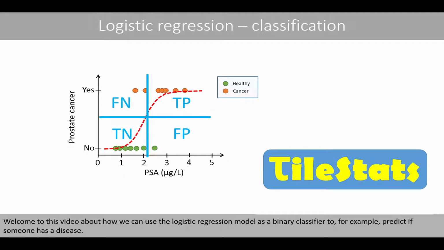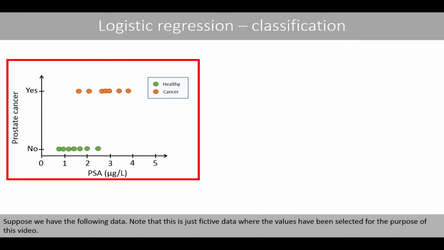Welcome to this video about how we can use the logistic regression model as a binary classifier to, for example, predict if someone has a disease. Suppose we have the following data. Note that this is just fictive data where the values have been selected for the purpose of this video.